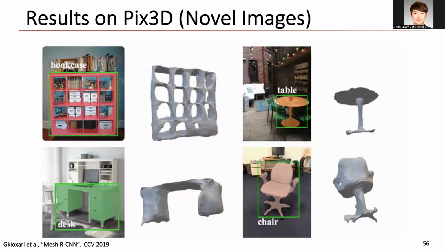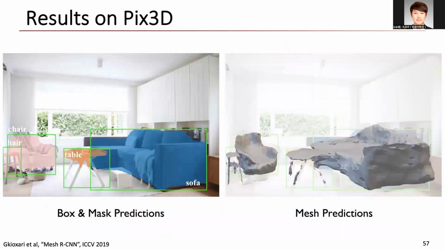Anyway, this is a result on another data set, the Pix3D data set. Given an arbitrary scene, we can reconstruct each object, sofa, table, chair, or other chairs. We can reconstruct the full 3D meshes like this. So this is the output of Mesh R-CNN.